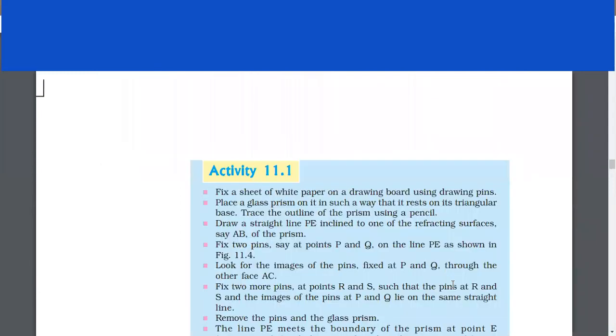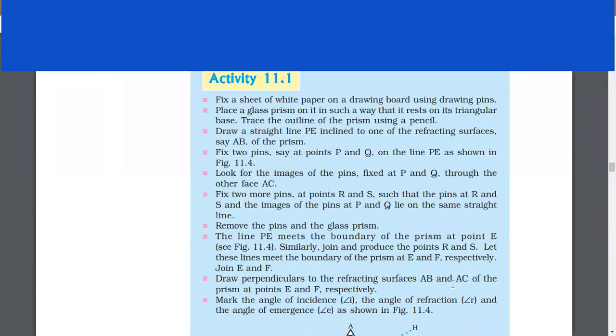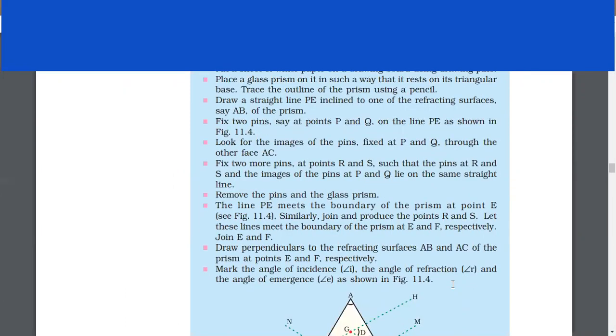Activity 11.1. Fix a sheet of white paper on a drawing board using drawing pins. Place a glass prism on it in such a way that it rests on its triangular base. Trace the outline of the prism using a pencil. Draw a straight line PE inclined to one of the refracting surfaces, say AB, of the prism. Fix 2 pins, say at points P and Q on the line PE as shown in figure 11.4. Look for the images of the pins fixed at P and Q through the other face AC.